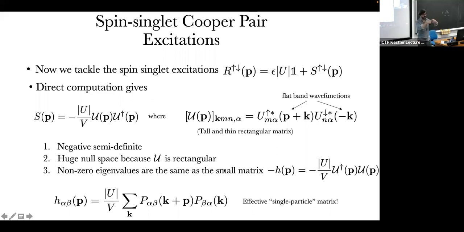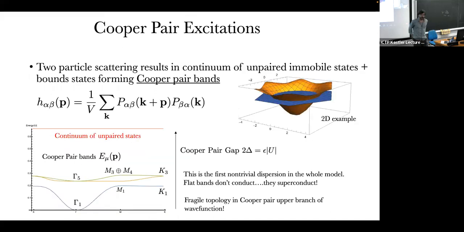This null space is actually just the particle-particle continuum, because I saw that the one-particle excitation has a constant energy. The particle-particle continuum must have a lot of these two particles of this constant energy, not scattering. The way you see it's got a huge null space is that the number of non-zero eigenvalues of U U dagger is the same as that of U dagger U, which is a much smaller matrix, number of orbitals by number of orbitals. And this matrix is the effective Hamiltonian for the charge-two non-zero eigenvalues of the scattering matrix. It turns out it's just a product of the projection operators in the band, where P is the projection operator into the flat band.